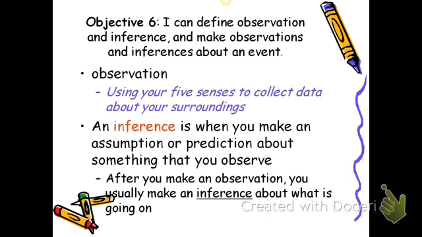Okay, and this is our last objective for today. It's objective 6. I can define observation and inference and make observations and inferences about an event. An observation is using your 5 senses to collect data about your surroundings. So anything you can see, hear, taste, smell, or touch is an observation. An inference is when you make an assumption or prediction about something that you observe. After you make an observation, you usually make an inference about what's going on.